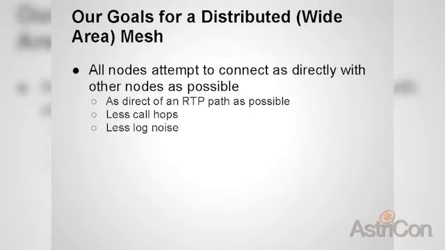Our goals for a distributed or wide area mesh network at Microcom were, of course, to have as high a quality as possible, but let's just start off with a smaller list. All nodes attempt to connect as directly with other nodes as possible, and we do this to establish the lowest latency RTP path possible. We do it to have fewer call hops. We do it to have less log noise.